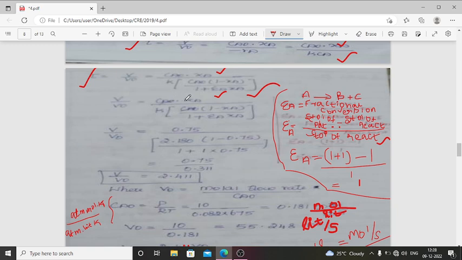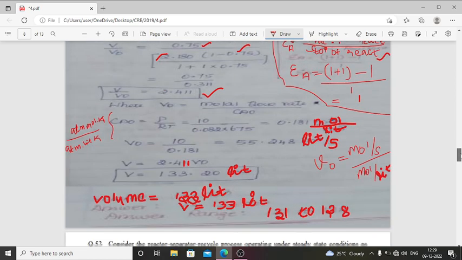So here the CA naughts are cancelled. This is a common term. So finally V by V naught is equal to XA, meaning 0.75, divided by K. Using the calculator value, 2.180 into 1 minus 0.75, divided by 1 plus epsilon, which is 1, and XA is 0.75. Finally we get V by V naught is equal to 2.411. So this is the equation.